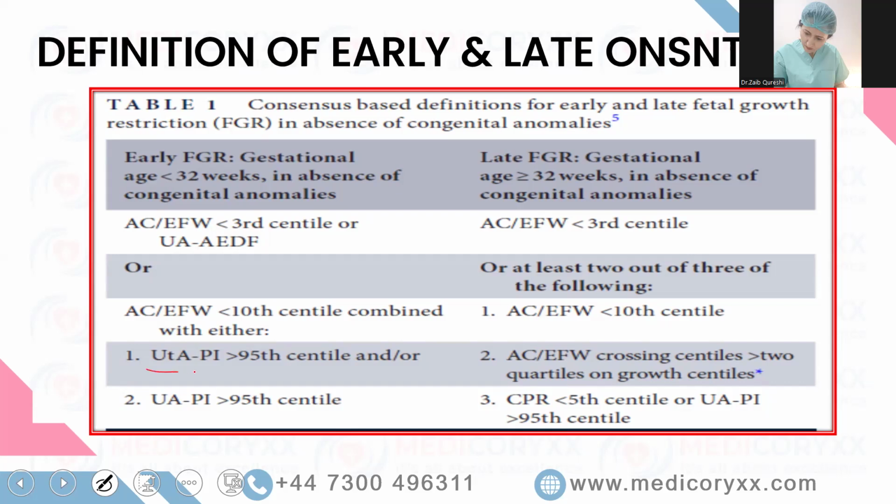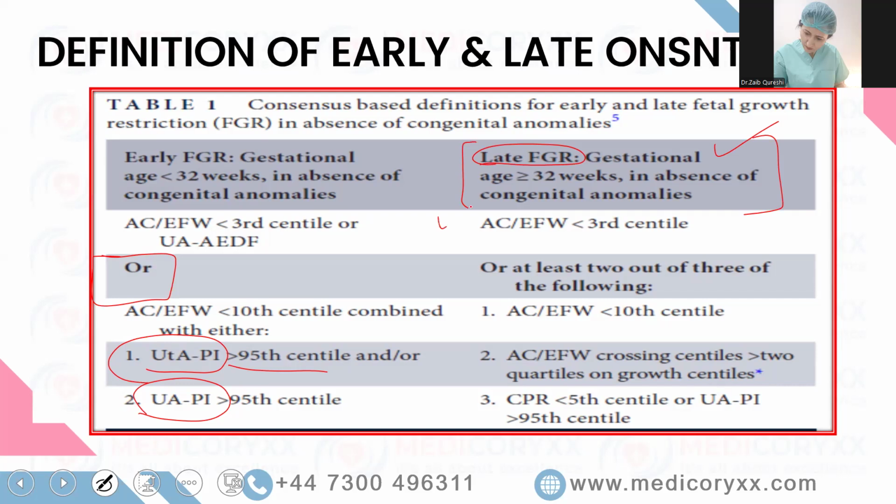Okay, so if uterine artery pulsatility index is more than 95th centile, or umbilical artery pulsatility index is more than 95th centile, now for an exam candidate, you should memorize this. It should be on your tips, because when you talk about late FGR, things are going to change. In late FGR, gestational age is more than or equal to 32 weeks, in the absence of congenital anomalies. This is very important, we will talk about it in a bit.